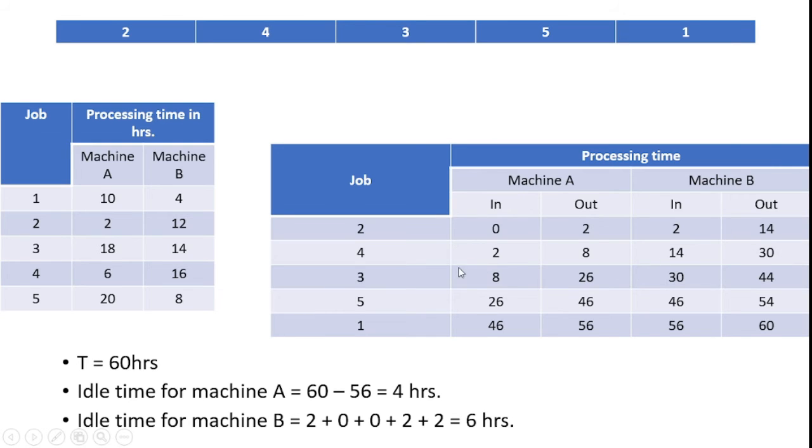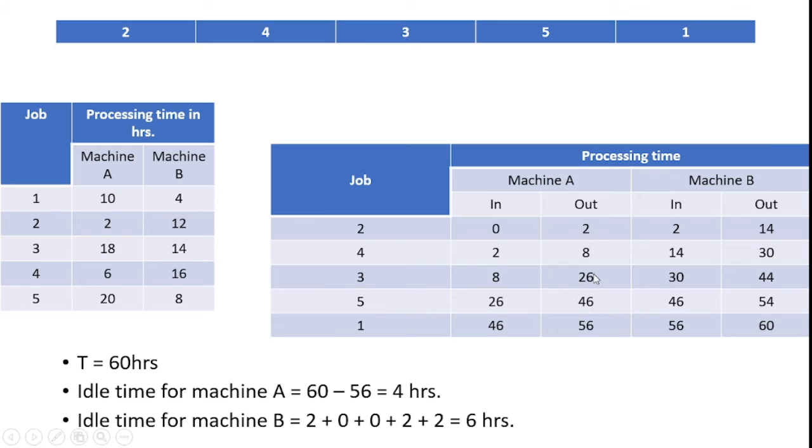And then the next job according to our sequence, the third job, can enter into machine A. The initial time for job 3 is 8, because job 4 is completed up to 8 hours. After 8 hours only I can load job 3 in machine A, so here I wrote 8 hours. After 8 hours, the job 3 processing time in machine A is 18 hours. So 8 plus 18 is equal to 26 hours.